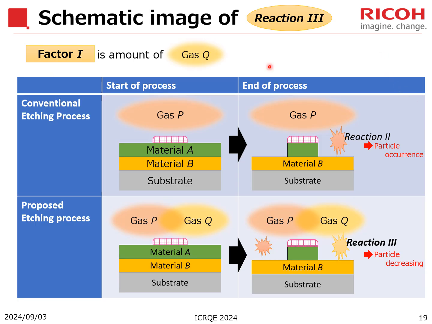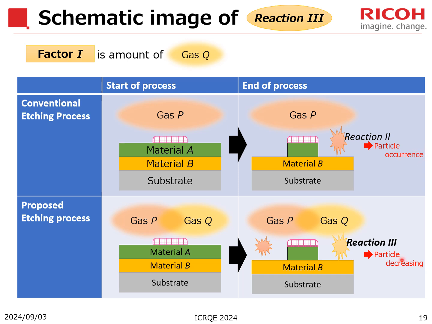Here, further discussion of the devised control factor I. This factor is an etching recipe parameter, the amount of the etching gas. During this etching process, we used gas P. I mentioned before that material B appears and is a bit etched at the end of the process. Then gas P and material B undergo a chemical reaction, reaction 2. As a result of this reaction, the seeds of particles occur.